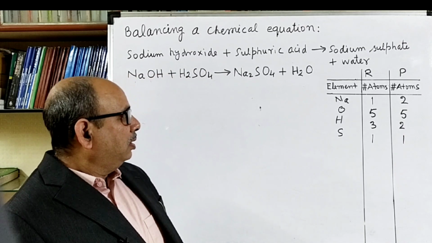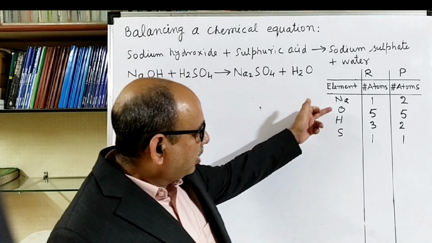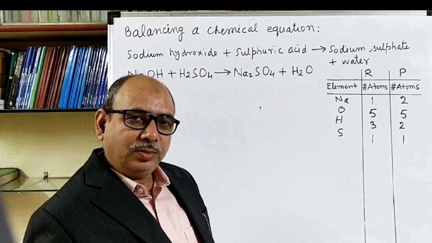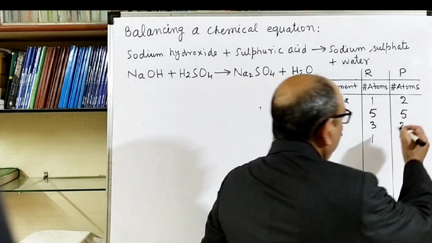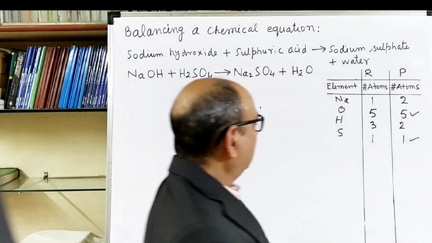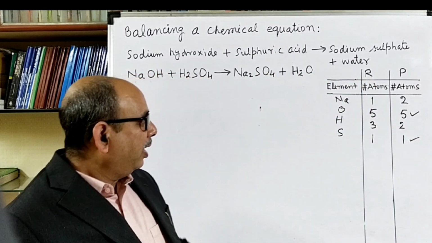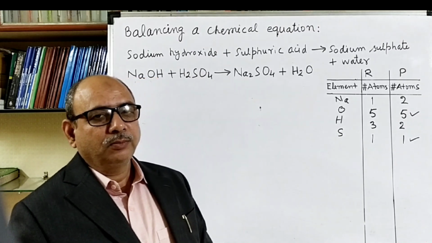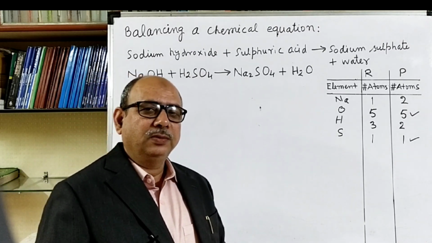Here we see that the number of oxygen and sulfur atoms are balanced. These two are 5, 5, 1, 1. But the number of sodium and hydrogen atoms are not balanced. They are different. So we need to balance it.